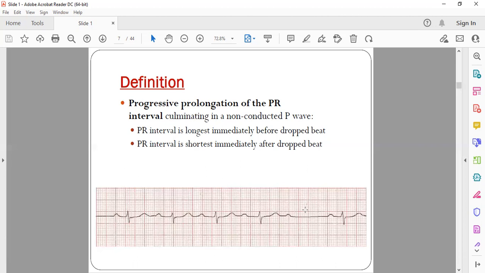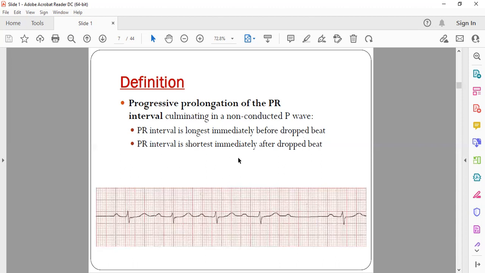So here you can see, what we mean by drop beat is that there is a P wave. So it means atrial depolarization has started, but this depolarization wave is unable to pass through to the ventricles. That's why there is no QRS. So you can see a P wave, but there is no QRS. So that means it's a drop beat. That means the AV node has completely stopped functioning at this part. So that is a drop beat.